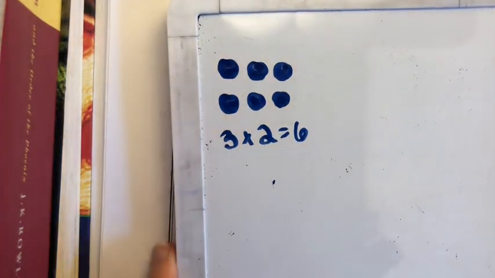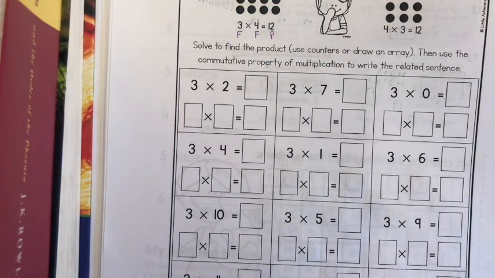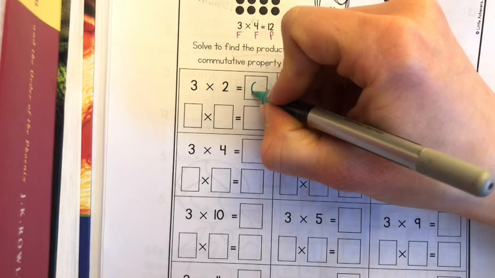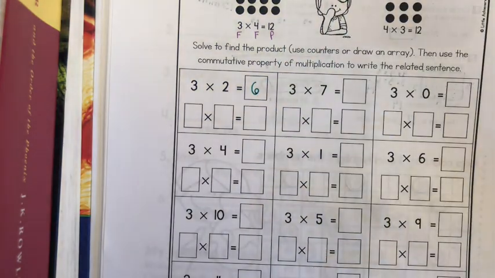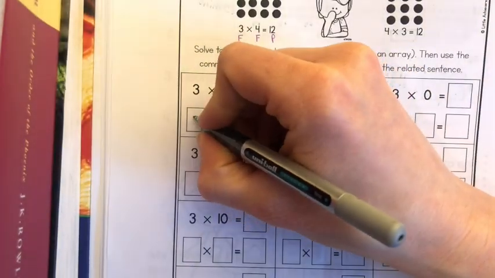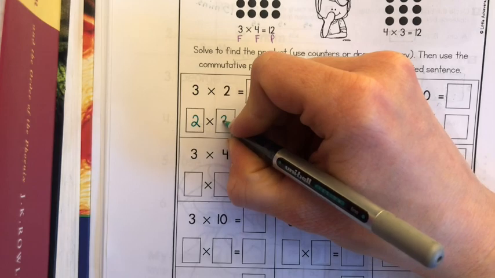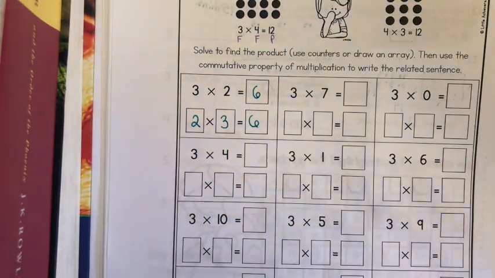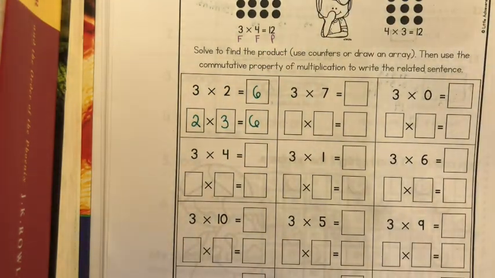Okay. So it's asked me what it is. 3 times 2 is 6. And then all we're going to do is pretend that we're flipping our array. Here's our array. We're going to flip it on its side. So now it's 2 times 3 is 6. Okay, on to the next.